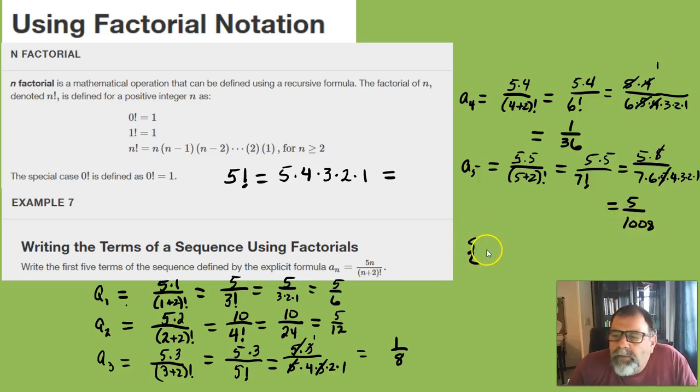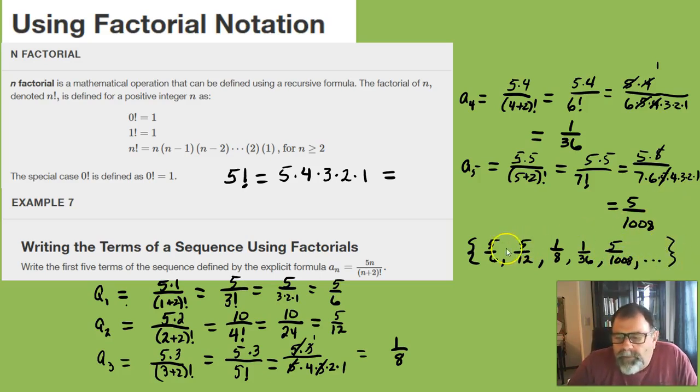Okay, so our sequence will be 5 sixths, 5 twelfths, 1 eighth, 1 over 36. Sometimes you don't reduce it, because if you're trying to recognize the pattern, you can't see the pattern when it's reduced. But typically, when you represent the final answer, you want to reduce the fractions.